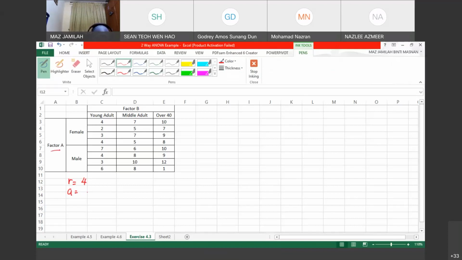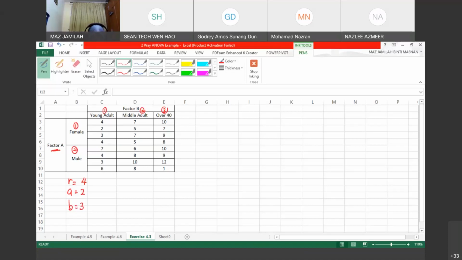What is my A? Let's say factor A here. What is the level of factor A? How to find the level? This is your factor A. This is the first one, this is the second one. So A is 2. What about factor B? Factor B, you got 1, 2, 3. So your B is 3.